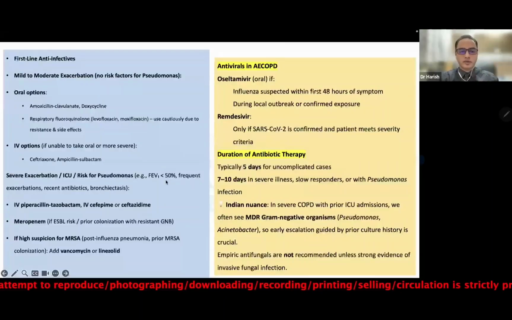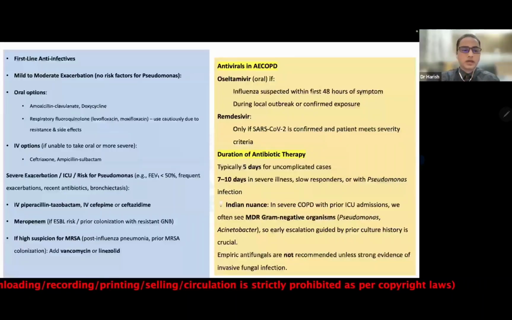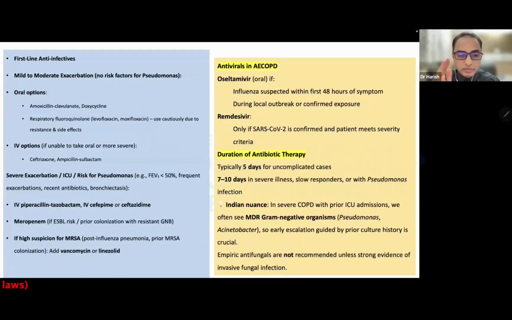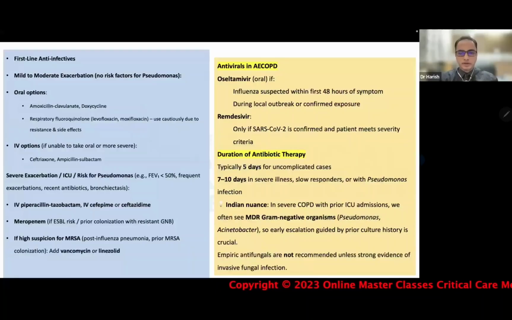Severe exacerbation or if they are requiring ICU, risk of Pseudomonas is there, like FEV1 less than 50% of expected, frequent exacerbation, recent antibiotics, bronchiectasis, then IV piperacillin tazobactam to cover Pseudomonas, sometimes 4th generation cephalosporin cefepime or maybe ceftazidime is indicated. If you are suspecting ESBL risk with a prior colonization with a resistant GNB, then carbapenems. If high suspicion of MRSA like post-influenza pneumonia, prior MRSA colonization, we can take a call on going for linezolid or vancomycin. We know that linezolid has good lung penetration as compared to the glycopeptide, that is vancomycin.